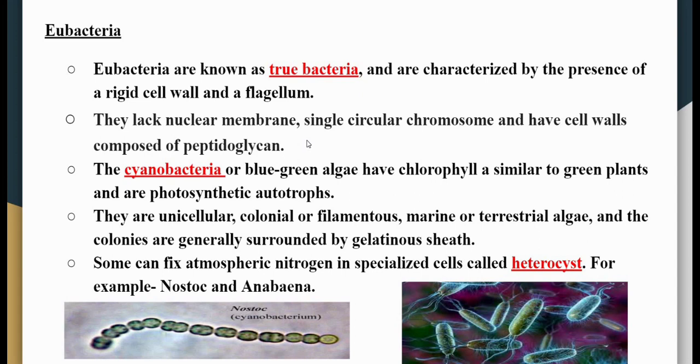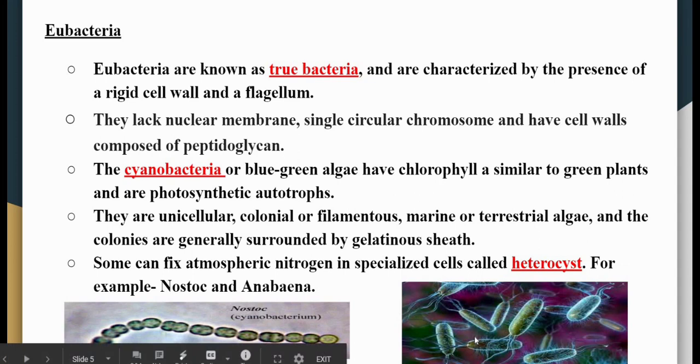The colonies are usually surrounded by a gelatinous sheath. Some of the members in this group are even able to fix nitrogen, and these nitrogen-fixing bacteria have specialized cells called heterocysts. Examples of nitrogen-fixing eubacteria are Nostoc and Anabaena.